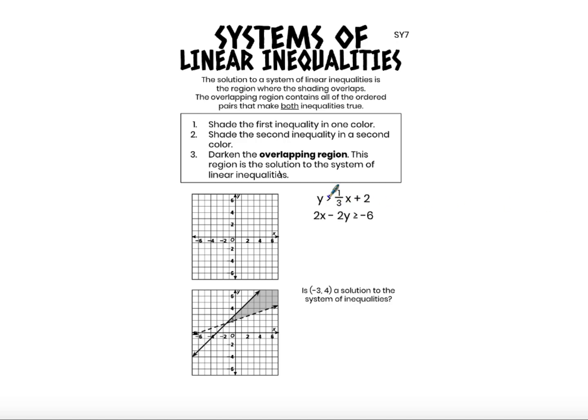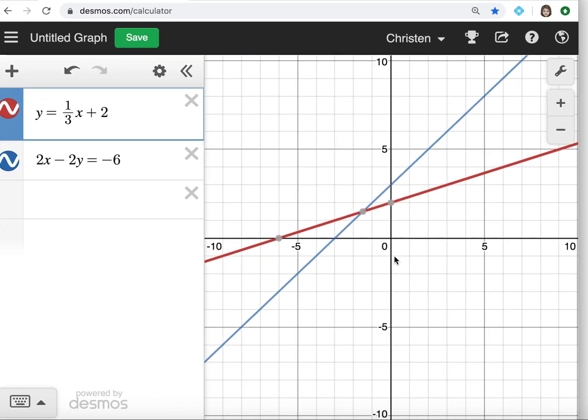So let's pretend that, instead of a system of inequalities, this was a system of equations. I would graph both equations on the same grid. I've done that here in Desmos. And then I would look for the point where the two lines intersected. This point, x equals -1.5, y equals 1.5, this intersection point is my solution to the system of equations.